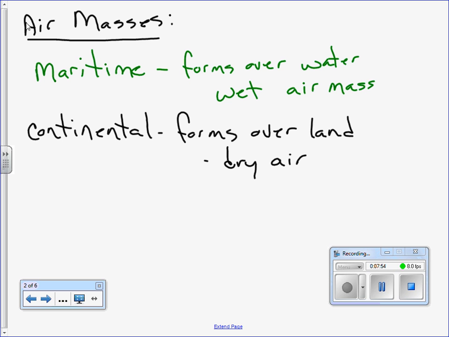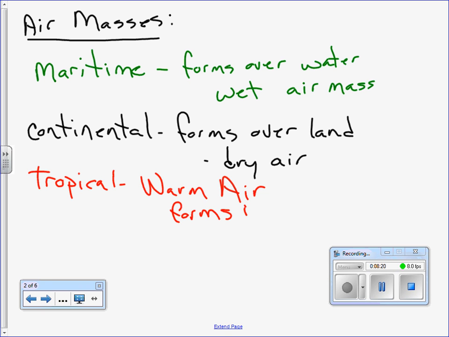Now, what are the other 2 words? So these 2 both obviously have to do with the temperature. What are the other 2 words that describe air masses? Okay, tropical, which tells us what about the air mass? Okay, warm air. It forms in the tropics and is generally associated with low pressure, right? Because remember, the warm air rises, leaving an area of low pressure.